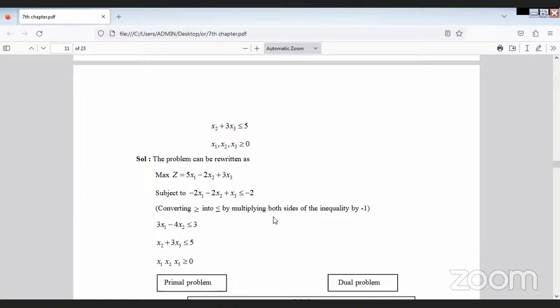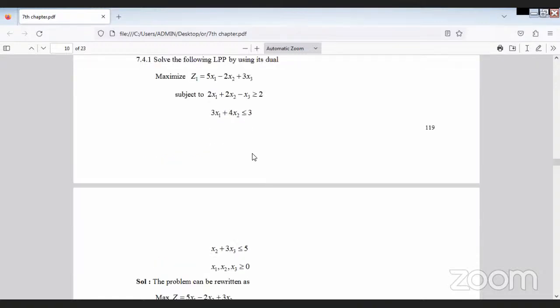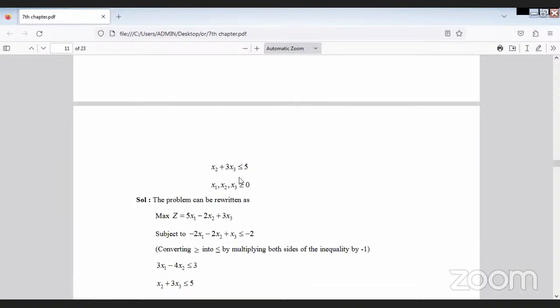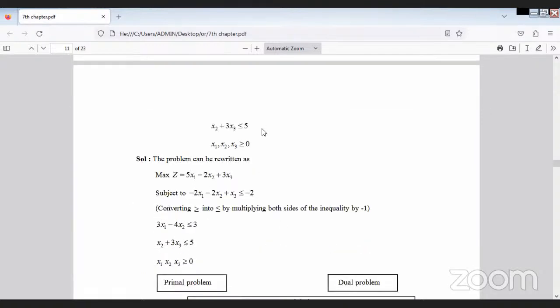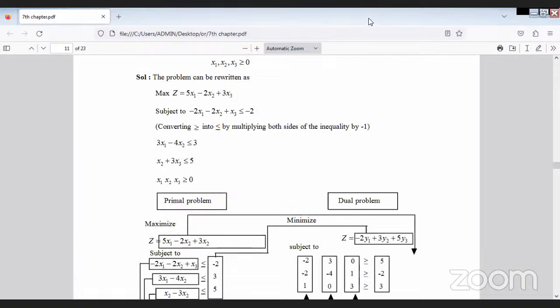3x1 plus 4x2 less than or equal to 3, x2 plus 3x3 greater than or equal to 5, x1, x2, x3 greater than or equal to 0. This is the primal problem. So z is equal to 5x1 minus 2x2 plus 3x3. This is not 2, this is 3x3. So the given constraints are minus 2x1 minus 2x2 plus x3, then 3x1 plus 4x2, then x2 plus 3x3.